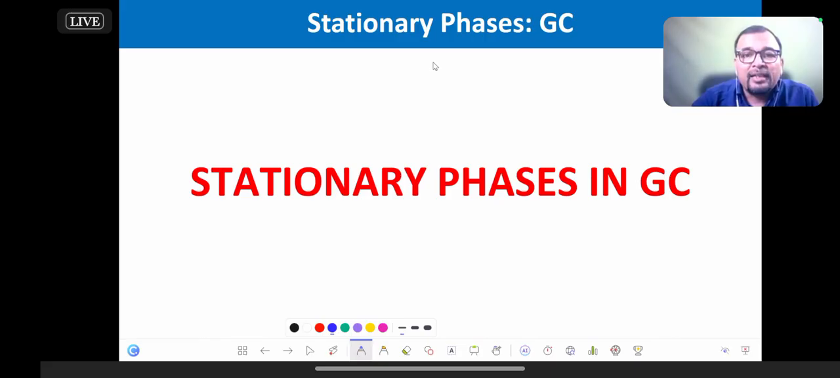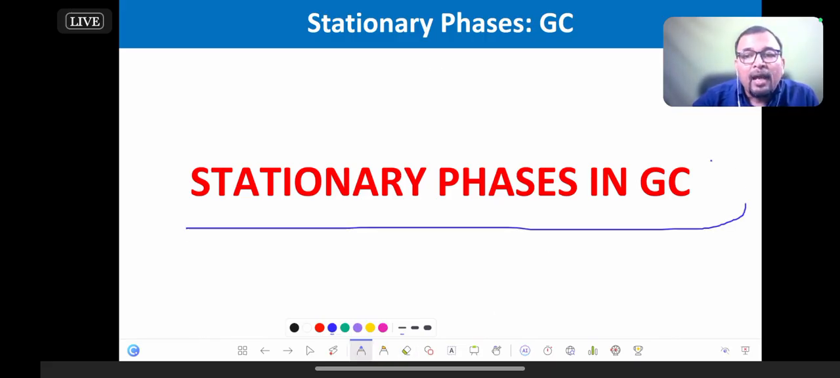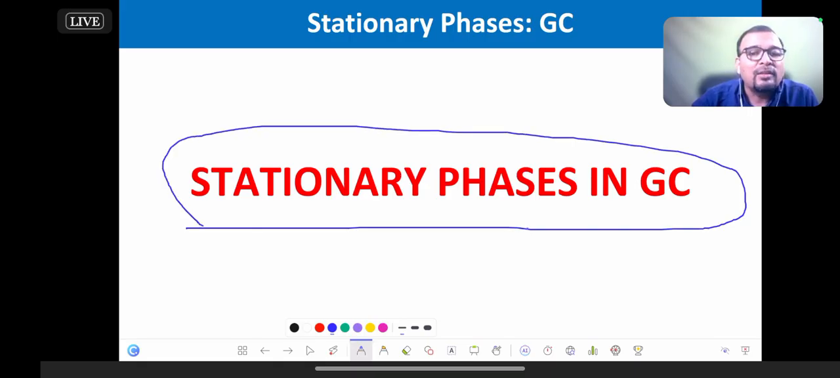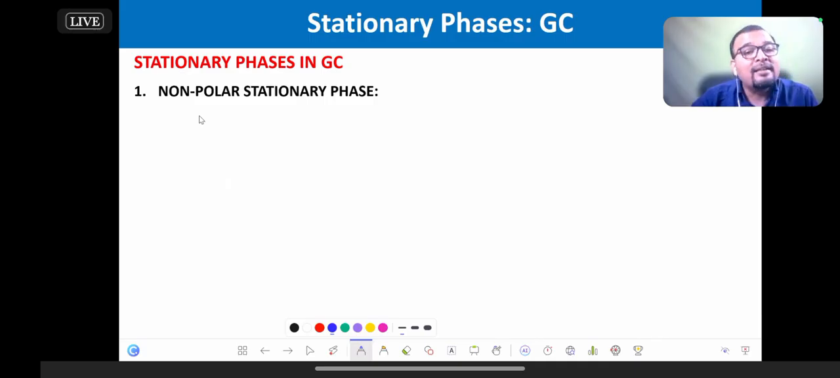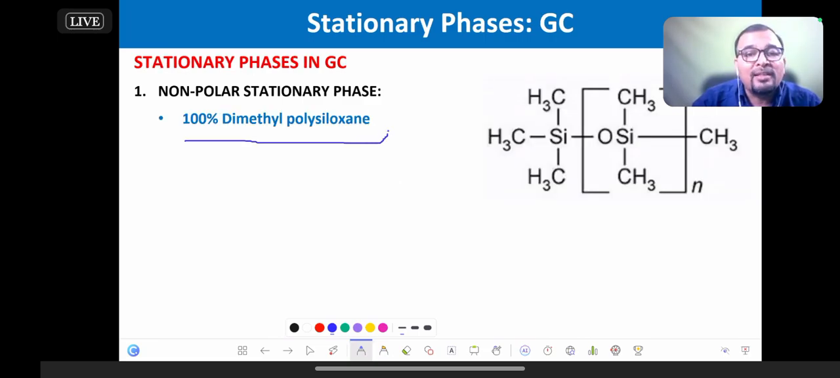Let us now understand what those various stationary phases in gas chromatography are and how the retention takes place on these stationary phases. First and foremost, we will discuss the non-polar stationary phases in gas chromatography. The example is 100% dimethyl polysiloxane.